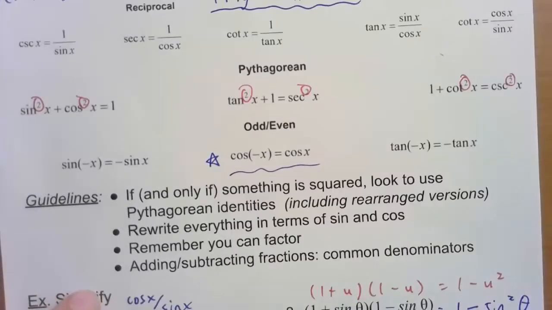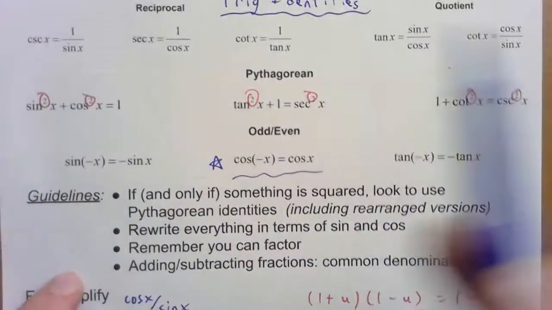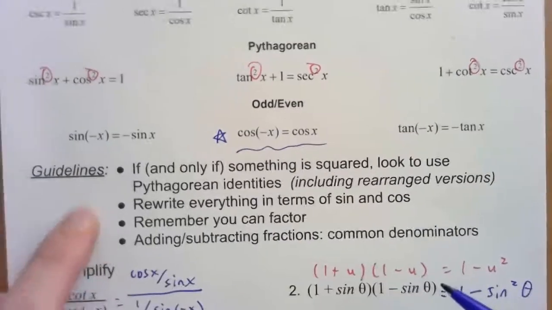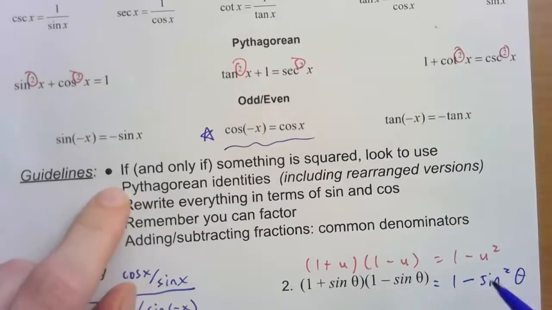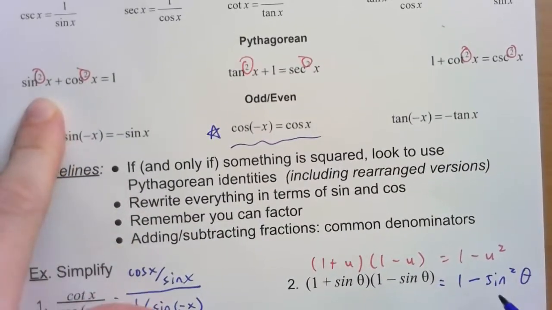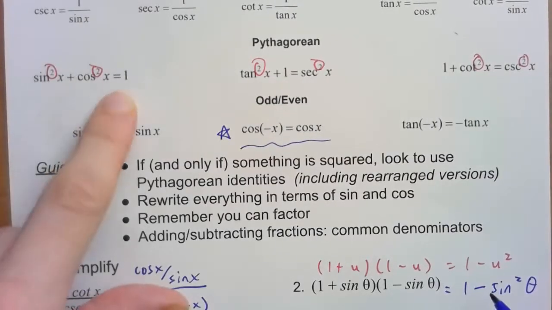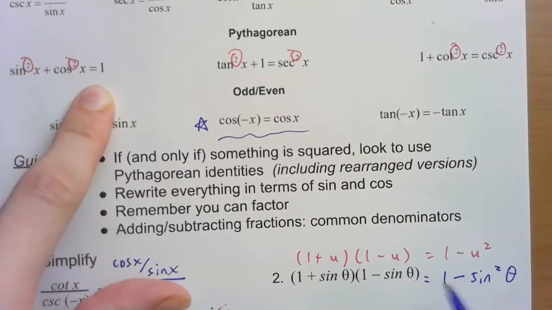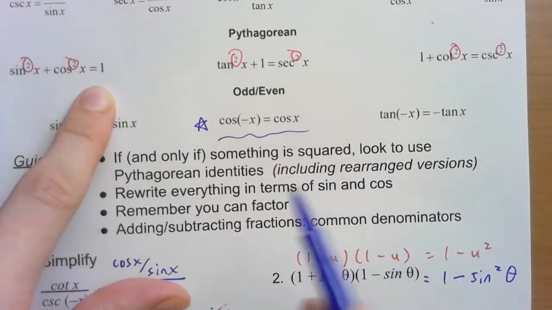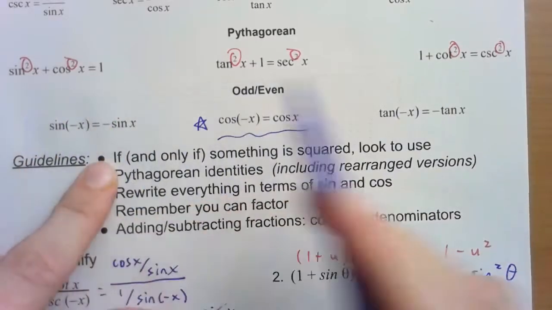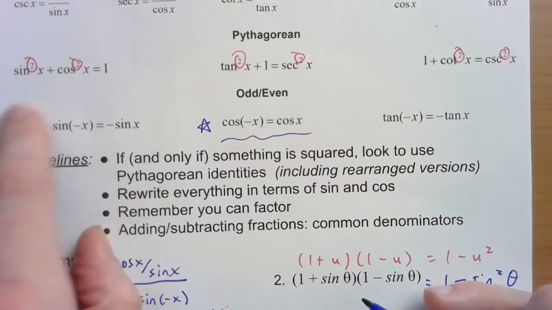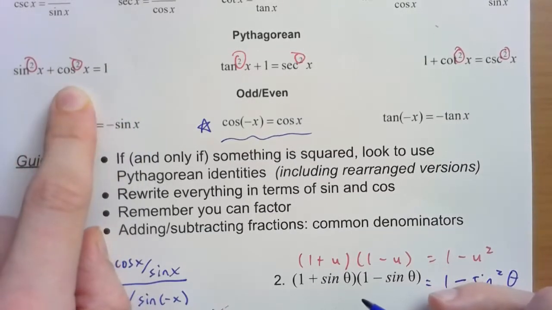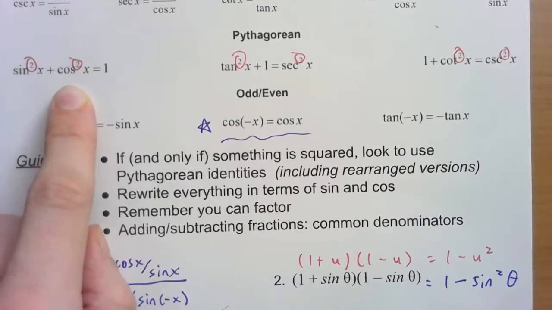So if you look up here, right now it doesn't look like we have anything for 1 minus sine squared, but use our guidelines. So if something's squared, we try to use our Pythagorean identities. All right, so the one that has sine in it would be this one. So if I know sine squared plus cosine squared is 1, let's see if that tells me anything about 1 minus sine squared. Notice this little note here about including rearranged versions. What we're going to do a lot of times with this is we're not just going to use this statement right here. We're going to say, well, could I rearrange this? Could I move things around to different sides of the equation to get another identity, another statement I could use?